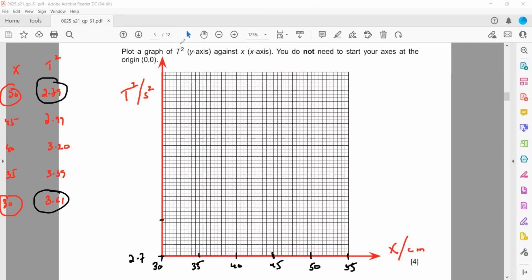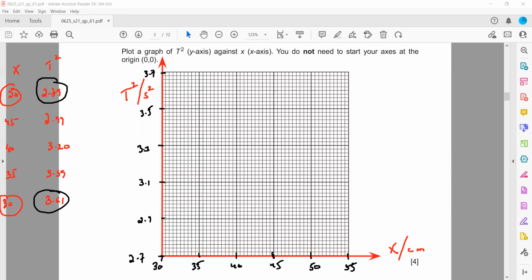So if I divide, for example, 10 boxes equals 0.2, then 2.7, 2.9, 3.1, 3.3, 3.5 and 3.7. So here you can see now I have 3.7. So it means I can plot 3.6 on my scale.